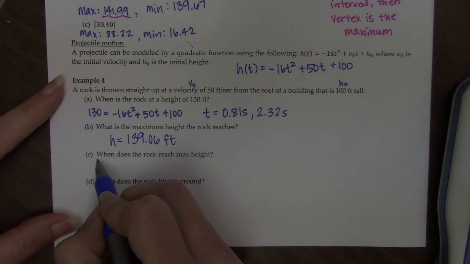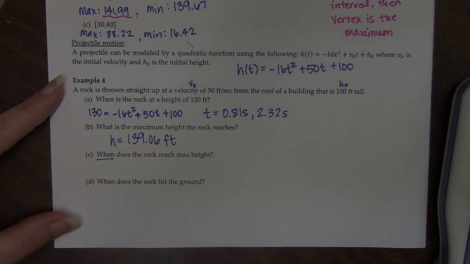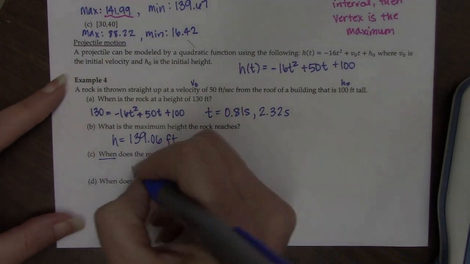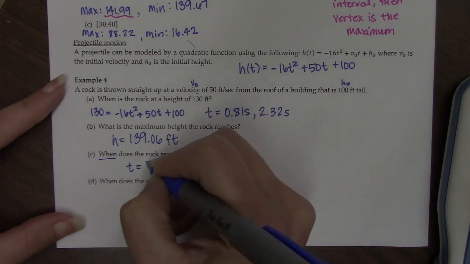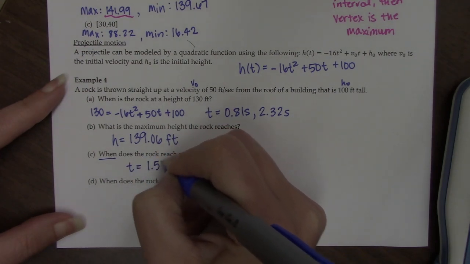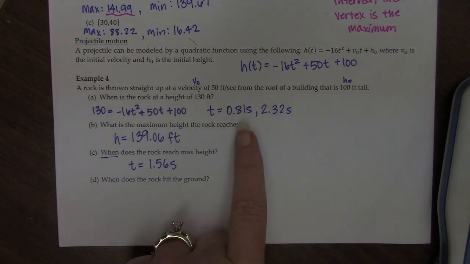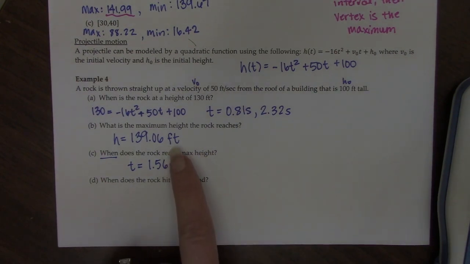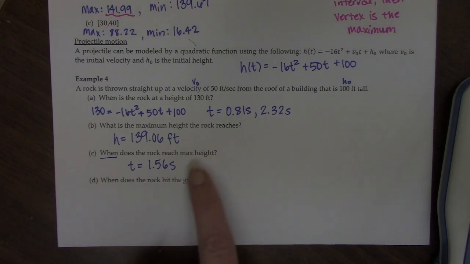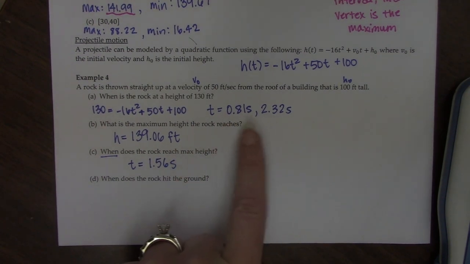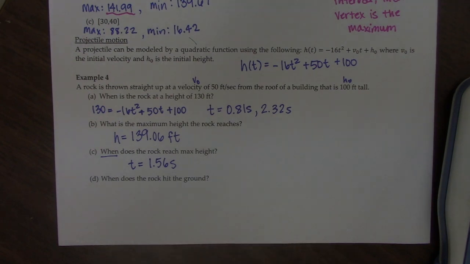Then it says, when does the rock reach max height? That would be the x-coordinate of the vertex. In this case, this is variable t, and the x-coordinate is 1.56 seconds. So now these first three parts of this problem actually all tell the same story. The object started at 100, it crossed 130 at 0.81 seconds, ended up going all the way up to 139 feet, then started falling. It did that at 1.56, so that was in between this moment. Then it started falling, and in around 2.32 seconds, it crossed 130 again.